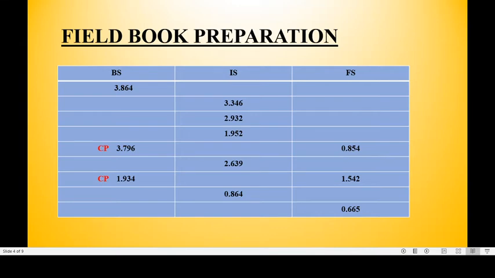Then again the 8th reading is 1.542. It is the 8th reading, so the instrument has been shifted after that reading. So 1.934 becomes the BS. So in this way, the field book has been prepared based upon the readings obtained from a Dumpy level.